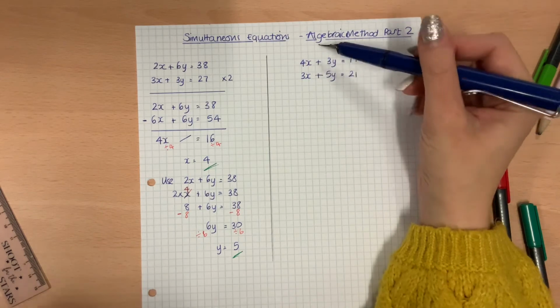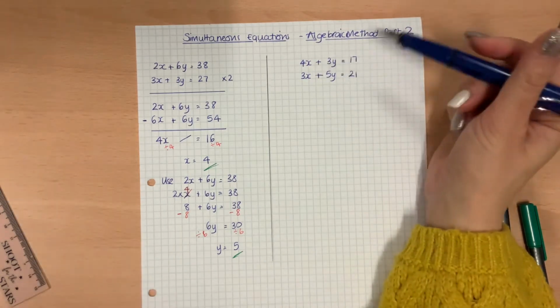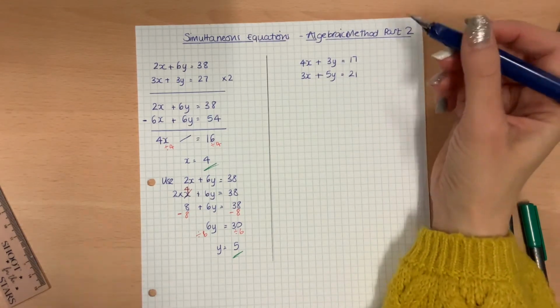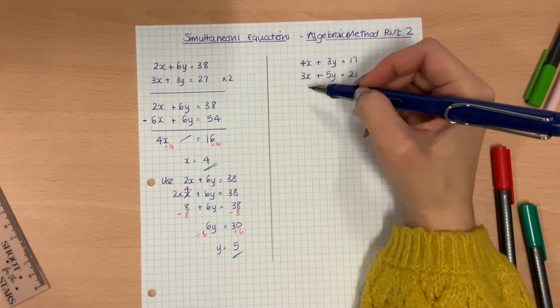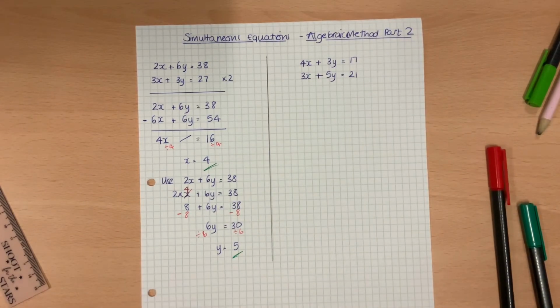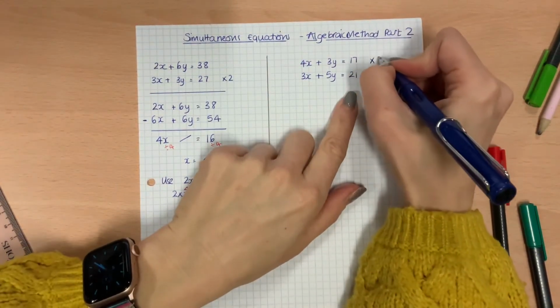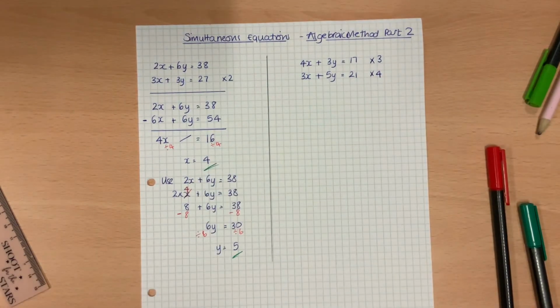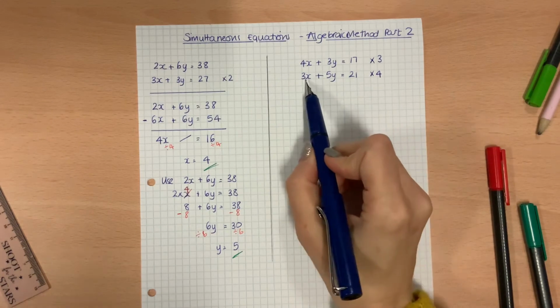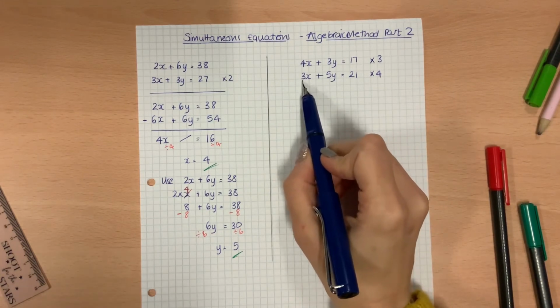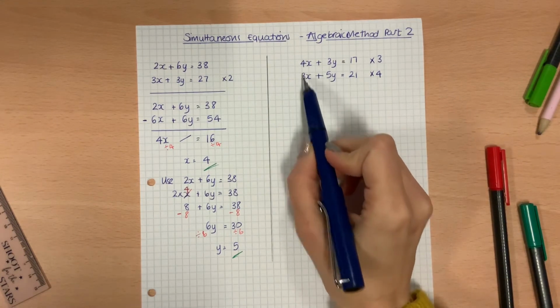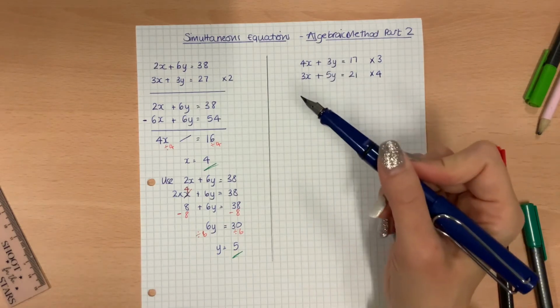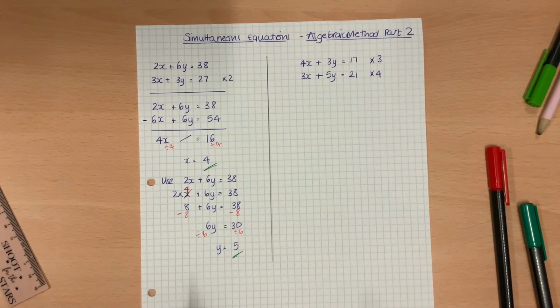So the number that 4 and 3 both divide into is 12. So I need to make these both 12, okay? So what I need to do is multiply this first equation by 3 and the second equation by 4. Now you might be thinking, well, you just times by the number that's in front of the x in the opposites. That's right, you can do that. That will work every time, okay?